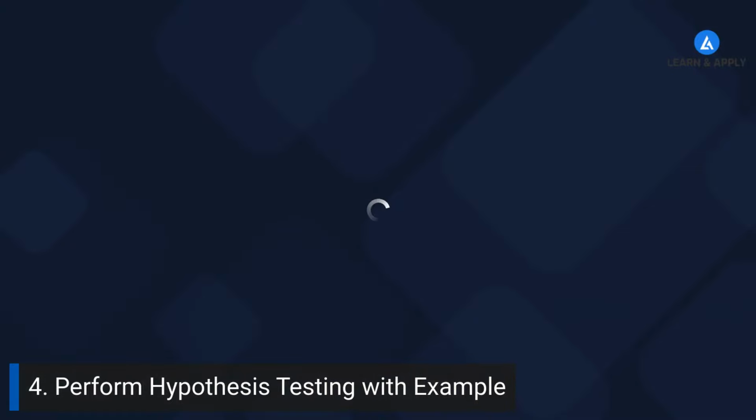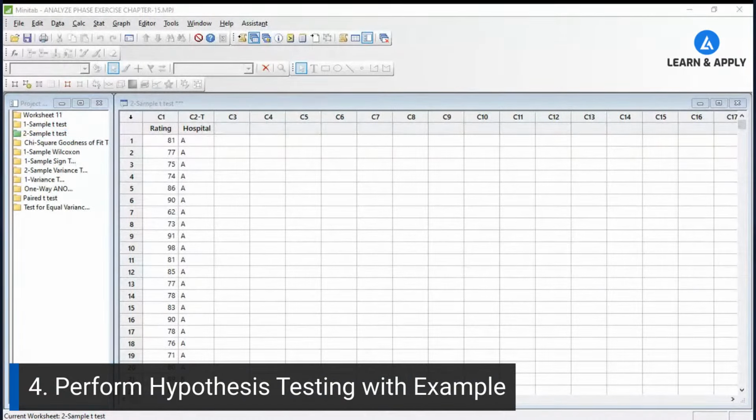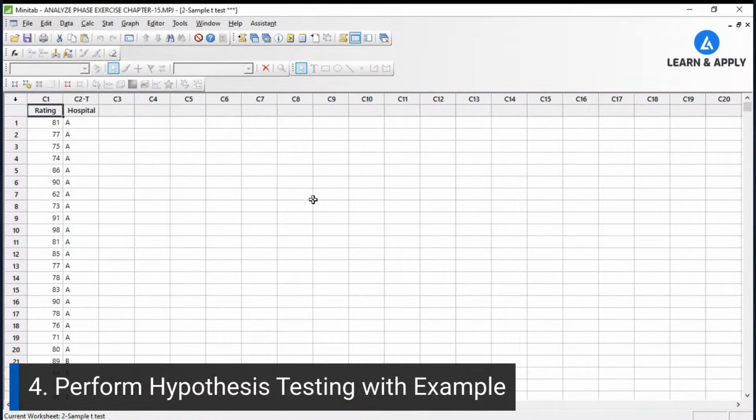Okay, so can you see my screen, the Minitab screen? Yes, I've explained how to perform that in Microsoft Excel by using the Data Analysis tab, and also by using the graphical tools. Okay, so let's understand here.